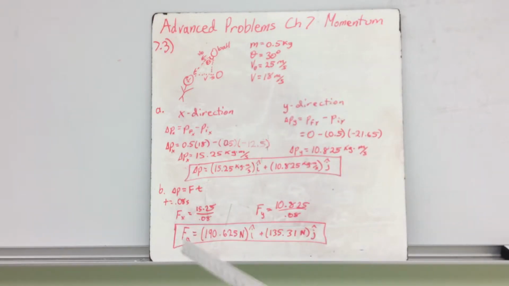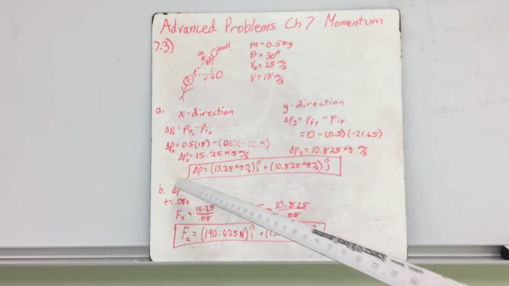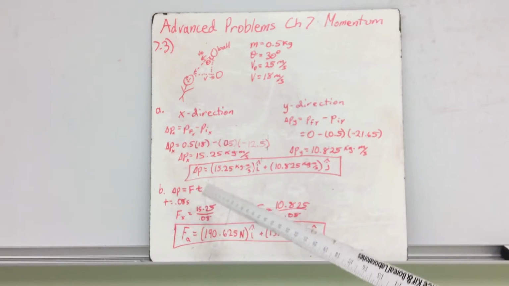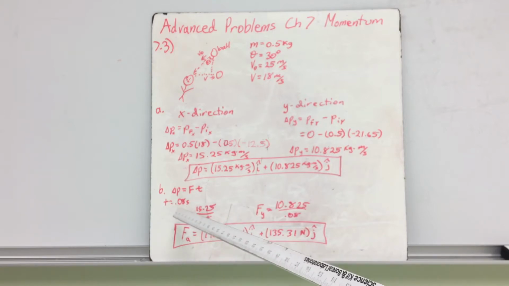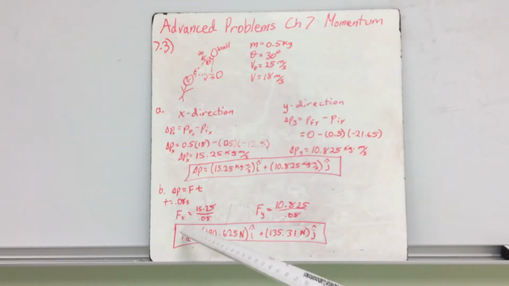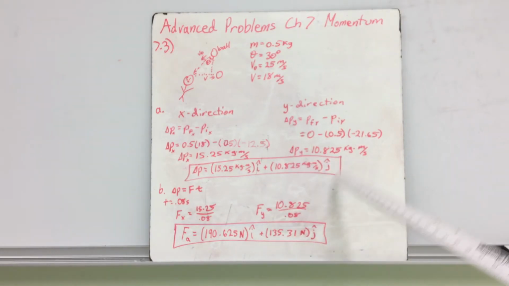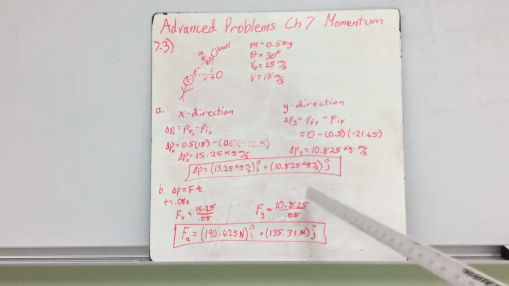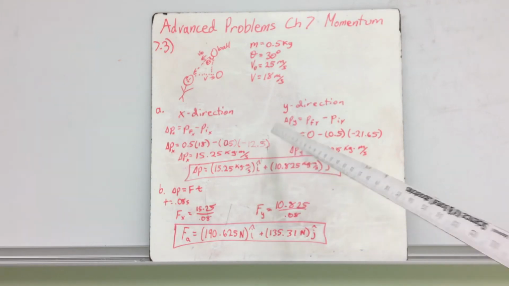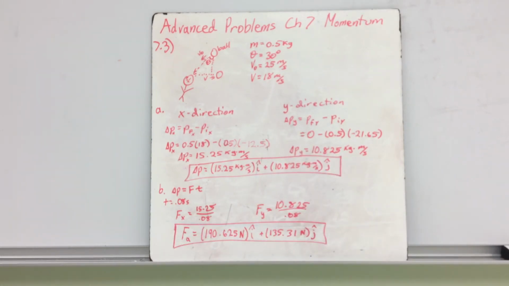For part B now, they're asking: if the collision takes 0.08 seconds, what is the force applied to the player's head? I set up the equation: change in momentum equals force times time. This is your time, and I did this for each direction. F of x, the force applied, would be this answer divided by the time, and now Fy would be this answer divided by the time, since this is in the y direction, j, and this is in the x direction, i. And then this is your answer for the force applied on the player's head in unit vector notation.